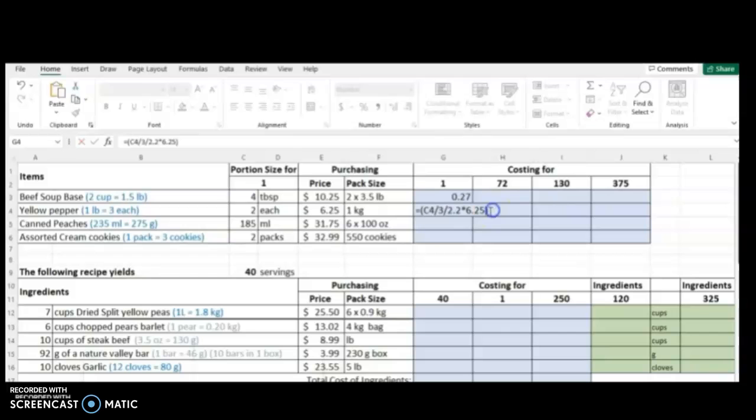Let's put that on our Excel. This is what my equation looks like: 2 divided by 3 divided by 2.2 times 6.25, and when we press enter, we get 1.89 as our price. Let's move on to the next one, which is canned peach.